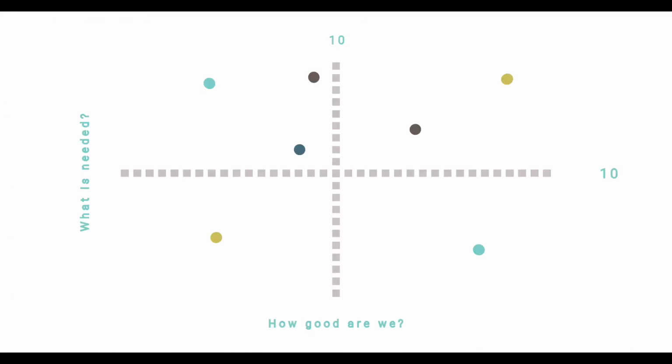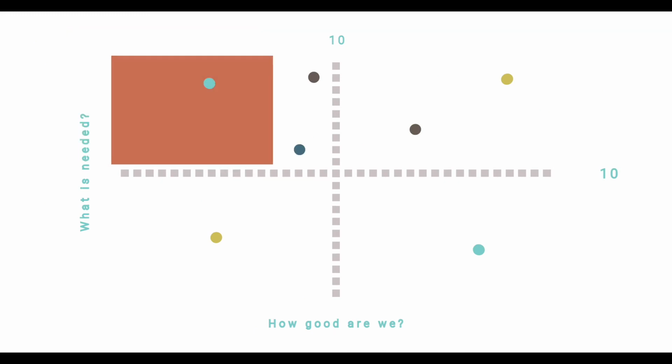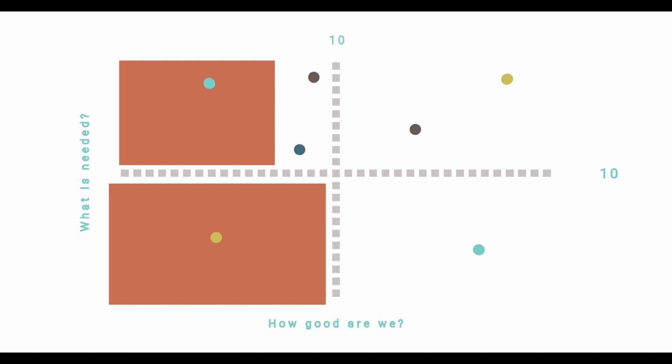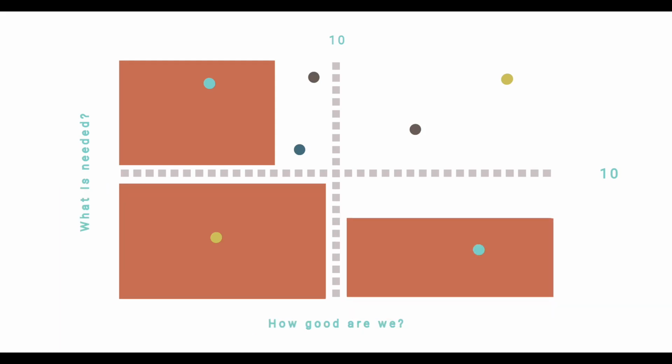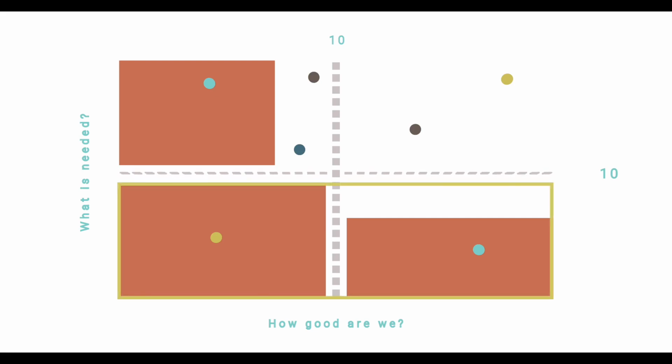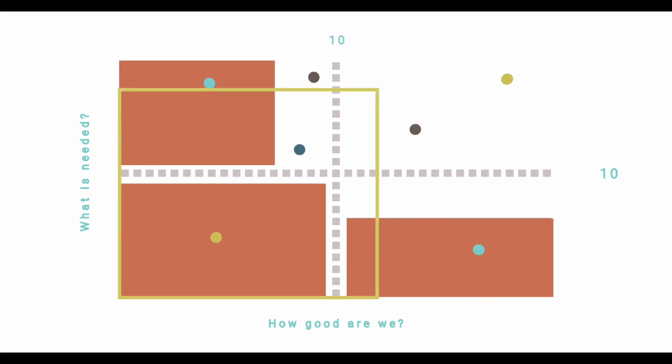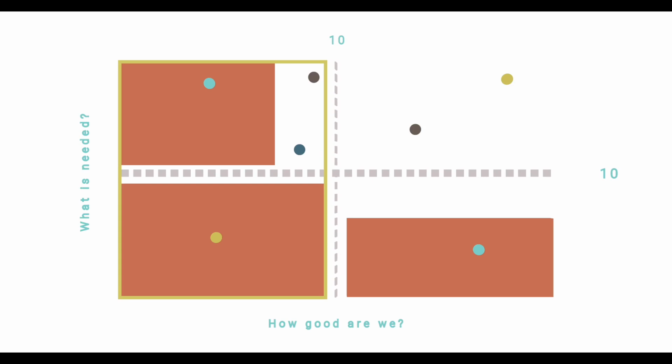Our next step is to analyse these. In order to do this, the first thing we need to do is rule out what makes no sense at all to do, and we're going to mark these in orange blocks. We know it is either not needed because it is below this line, or we are not good at it, indicated by being to the left of this centre line. So we rule out these options.